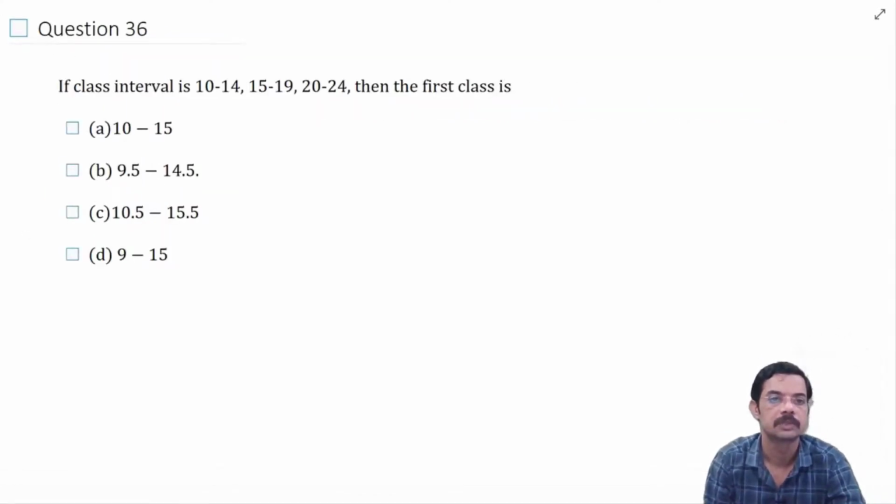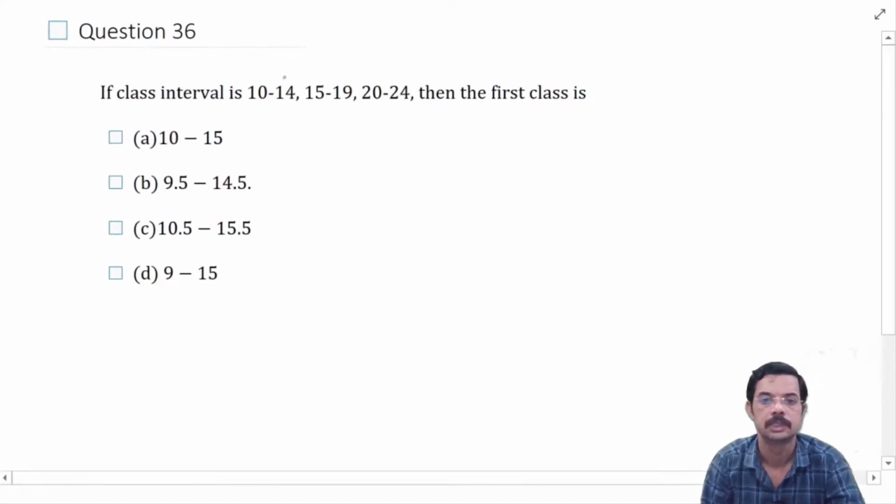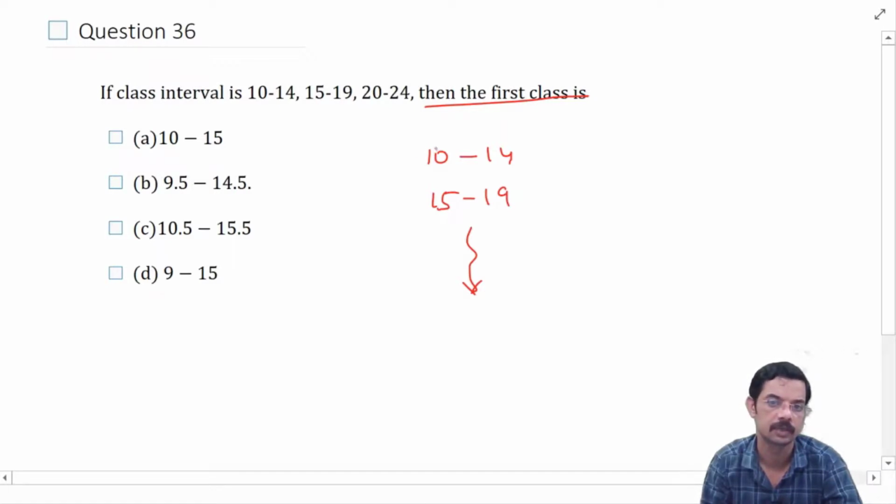If the class intervals are given as follows, say 10 to 14, 15 to 19 and so on, then which is the first class? When we convert them to a continuous frequency distribution, we take this as the first class. But is the class 10 to 15? No, this is not. 10 to 14, yes.